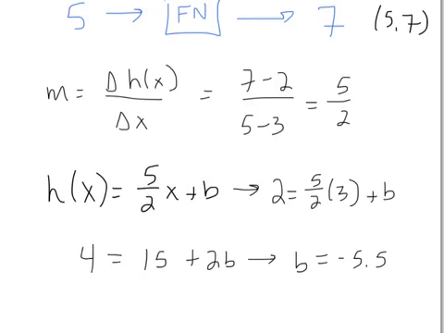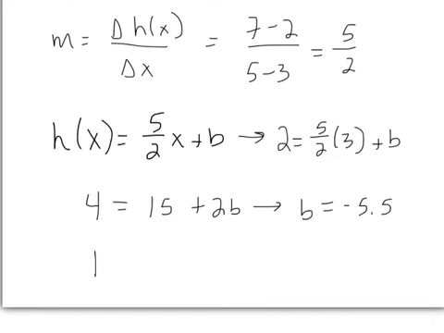Well, if b is negative 5.5, let's write down our final answer here. h of x equals 5 halves x. Now it would be plus b, or plus a negative 5.5, or just minus 5.5.